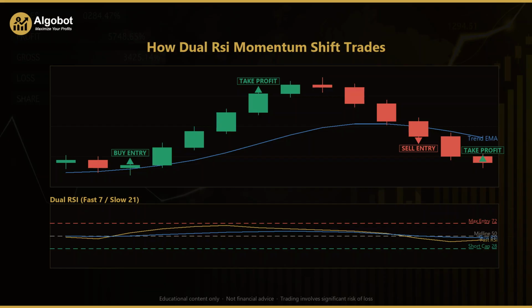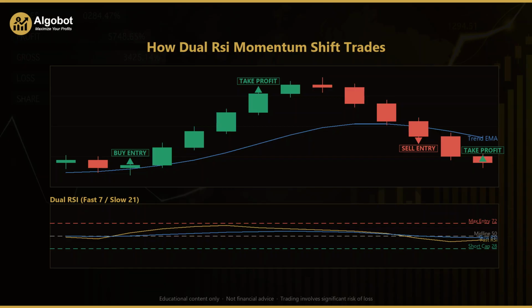What I'd like you to take from this walkthrough is the discipline in the sequence. In both trades, the crossover alone was never enough. It was the crossover, plus the trend of the EMA, plus a momentum reading that was engaged but not exhausted, that defined a valid setup.